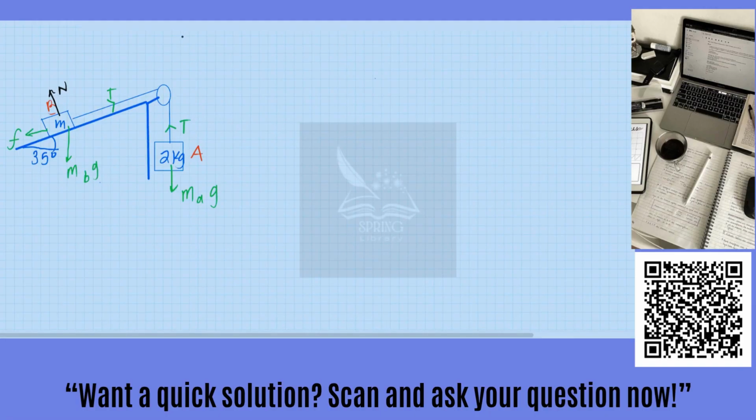So we have a 4 kilogram box on a frictionless 35-degree slope and is connected via a massless string over a massless frictionless pulley to a hanging 2 kilogram weight. So this mass here is 4 kilograms.